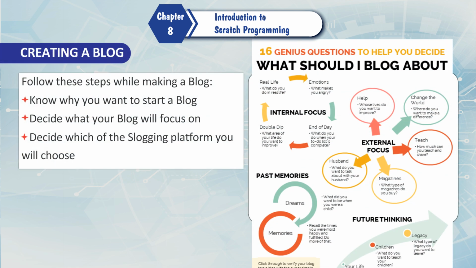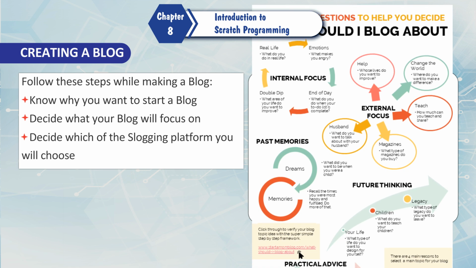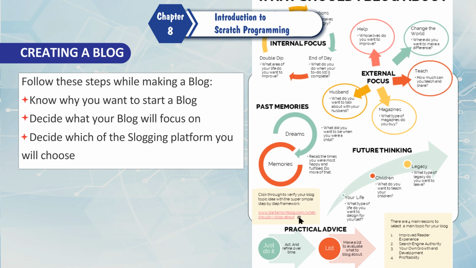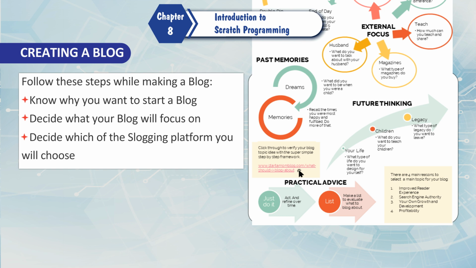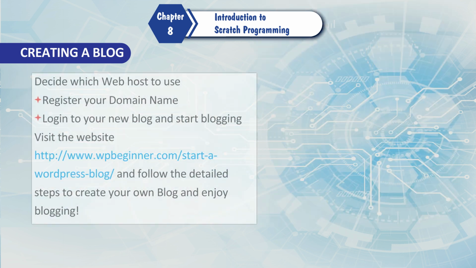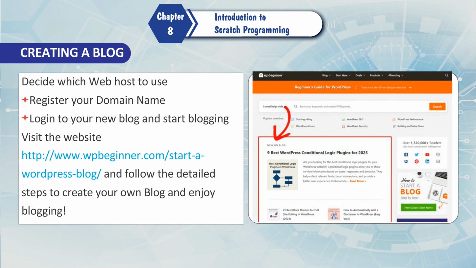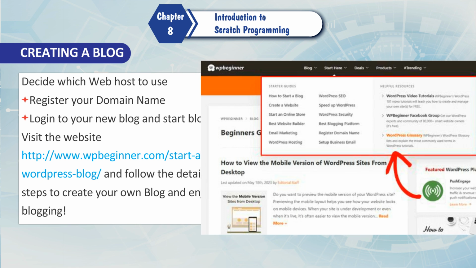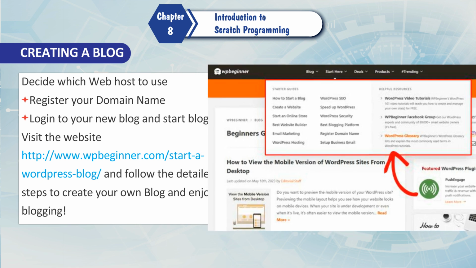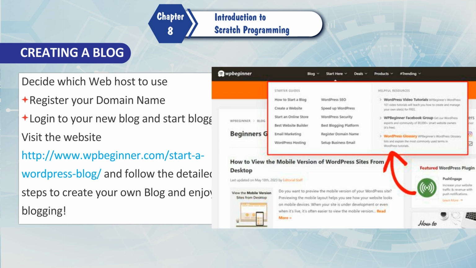Creating a blog. Follow these steps while making a blog. Know why you want to start a blog. Decide what your blog will focus on. Decide which blogging platform you will choose. Decide which web host to use. Register your domain name. Log in to your new blog and start blogging. Visit the website www.wpbeginner.com/start a WordPress blog and follow the detailed steps to create your own blog and enjoy blogging.